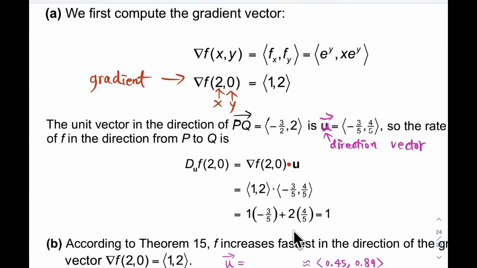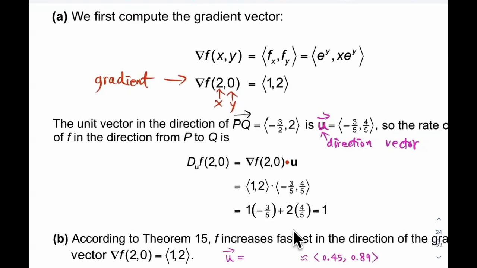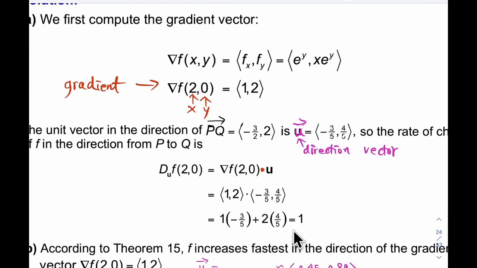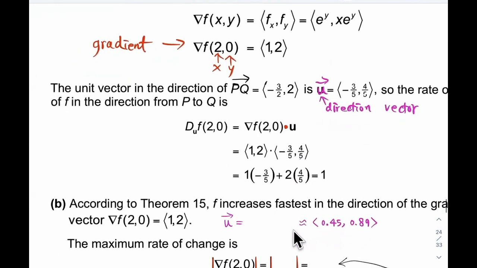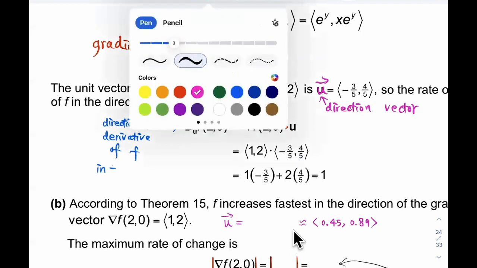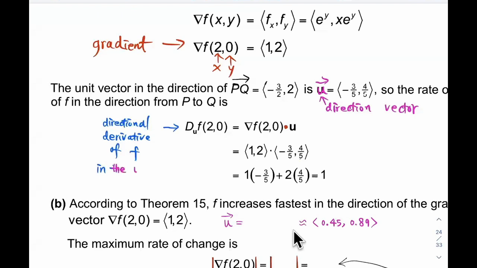All right, so we got this. What does this represent? How do we say that in words? This is the directional derivative, right? So that's the directional derivative of the function f in the u direction, in this u direction over here.